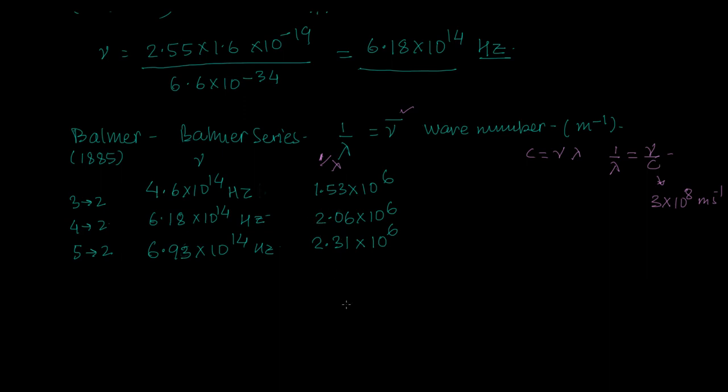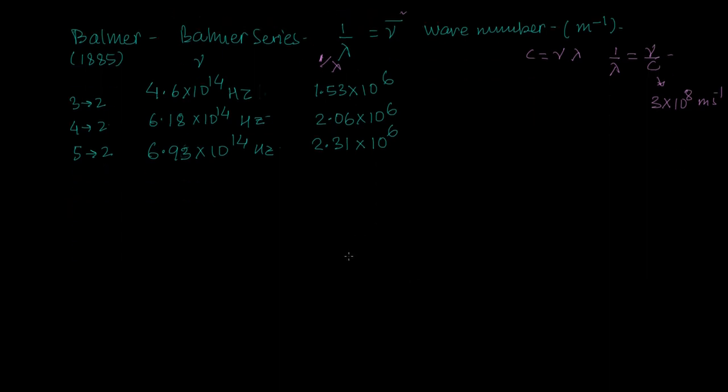Now these two did not give you a clue as to what was happening. So then he had to tinker with this again. He tried to fit it, and this seems to be a non-linear thing. So then he tried to do this. He said that maybe 1 by lambda, which is nothing but nu bar or the wave number, it's not that easy as it seems right now when I say it directly. He said, it is equal to this.